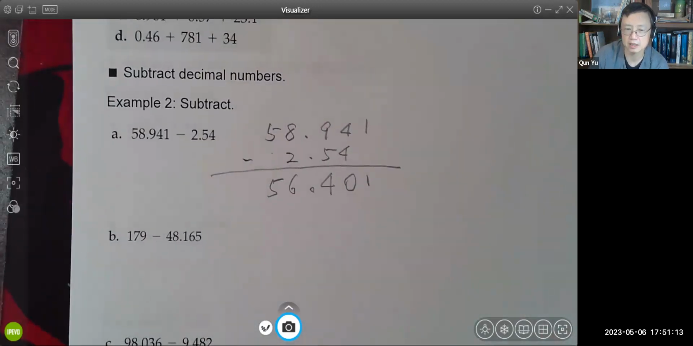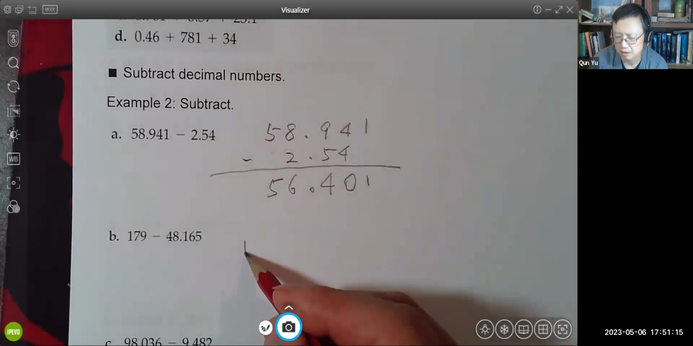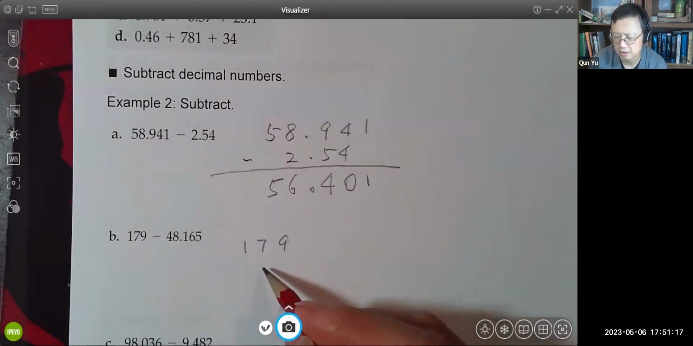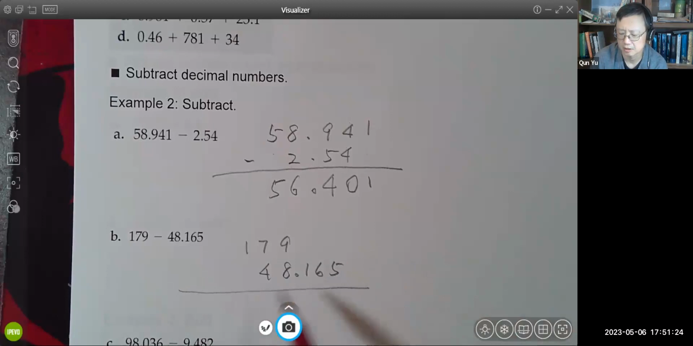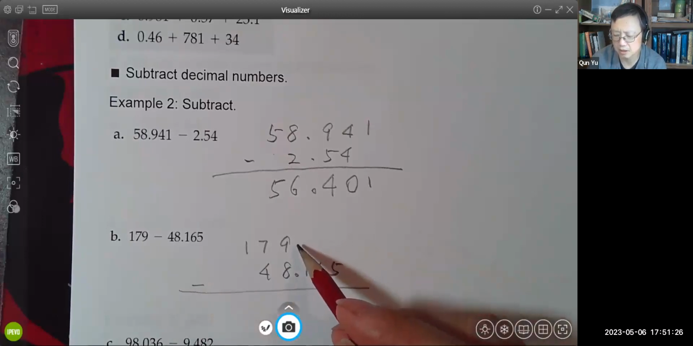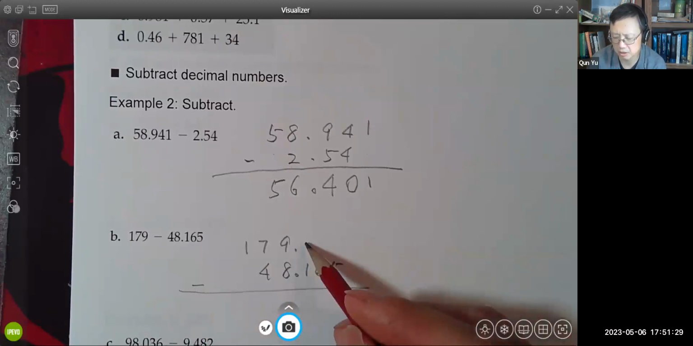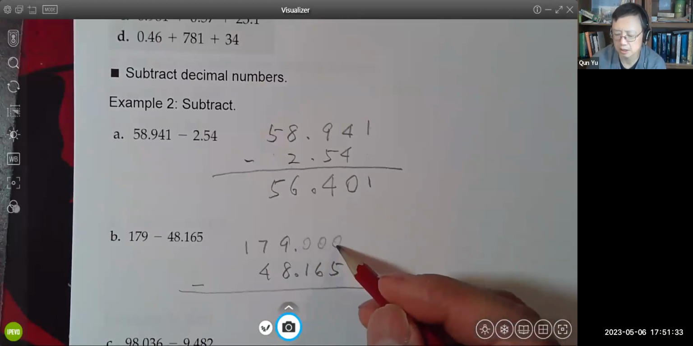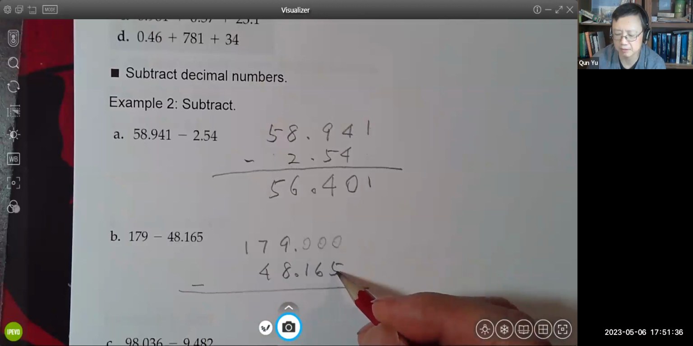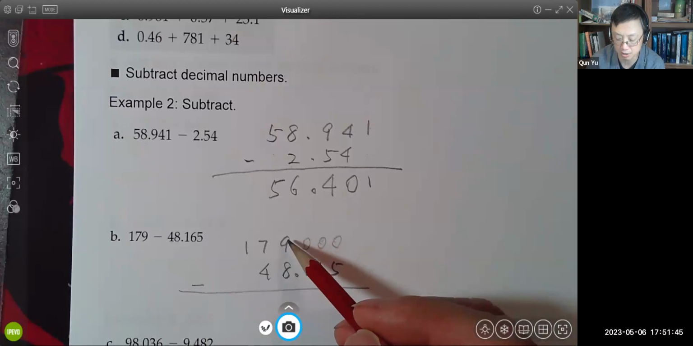This one is very straightforward. Now let's look at the second one. We have a whole number, subtract 48.165. Now, if there's no decimal digit, it means 0. You can put 0 here if you want, but you don't have to. Now, apparently 0 cannot minus 5, so we have to borrow, but this is 0. There's nothing to borrow. So we have to borrow from the previous digit, and this one is also 0. Eventually, we borrowed from here.